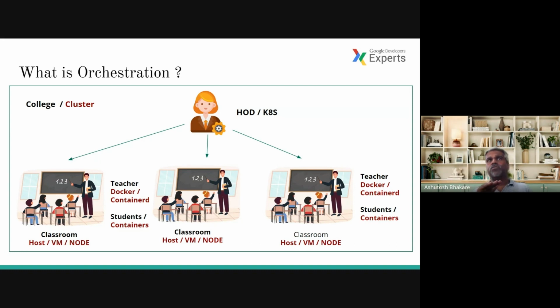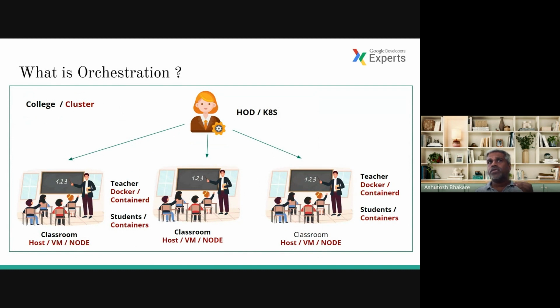Technically speaking, we don't say containers in the Kubernetes ecosystem, but we say something called a pod. Now, what is a pod? A pod is basically a wrapper on top of a container. A pod is like a uniform of a student, which tells that this student is coming from the same college. The student is representing the same college. Yeah, that's the orchestration.